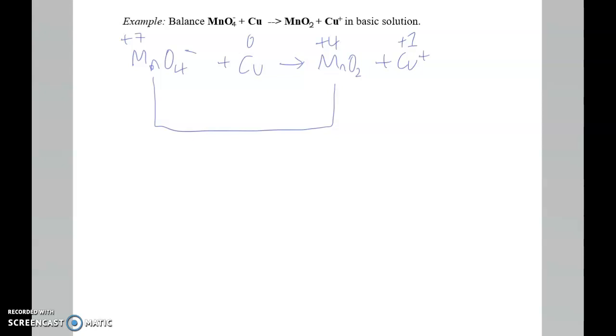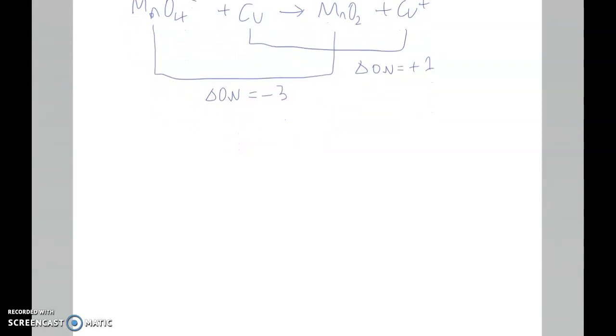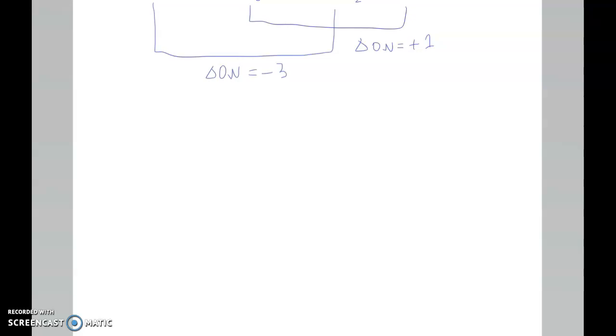So the manganese overall change in oxidation number is negative 3. Copper, the change in oxidation number equals positive 1. Next, you multiply each of those reactions by the change in oxidation numbers. So the manganese half reaction is multiplied by 1. The copper half reaction is multiplied by 3.